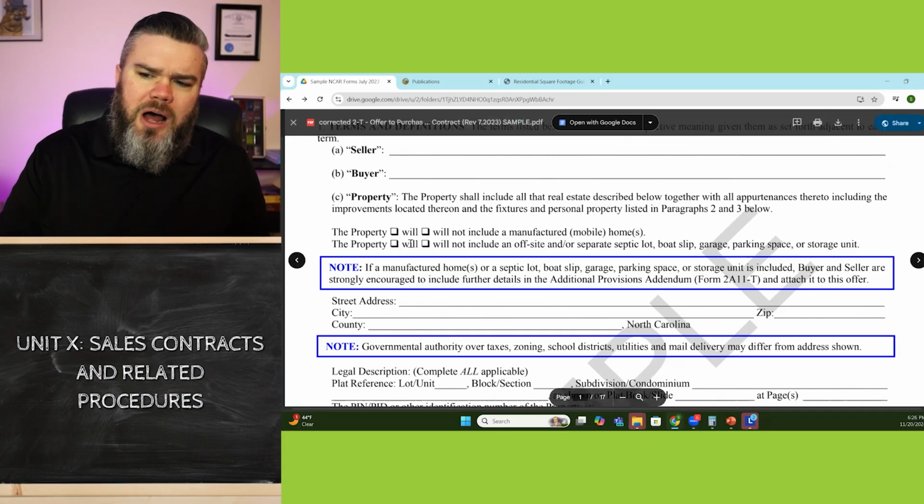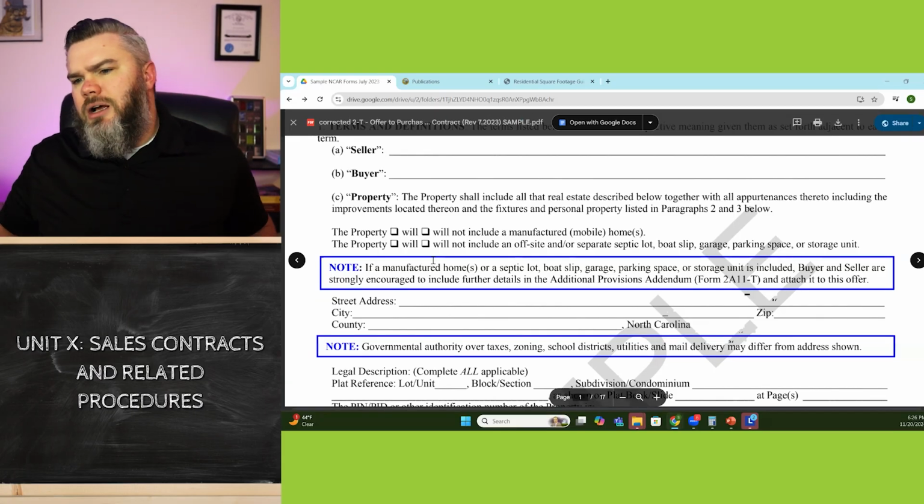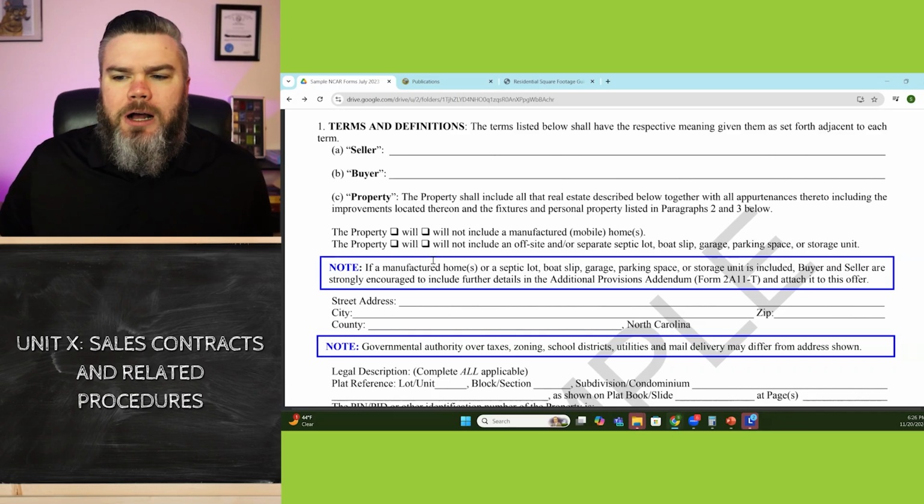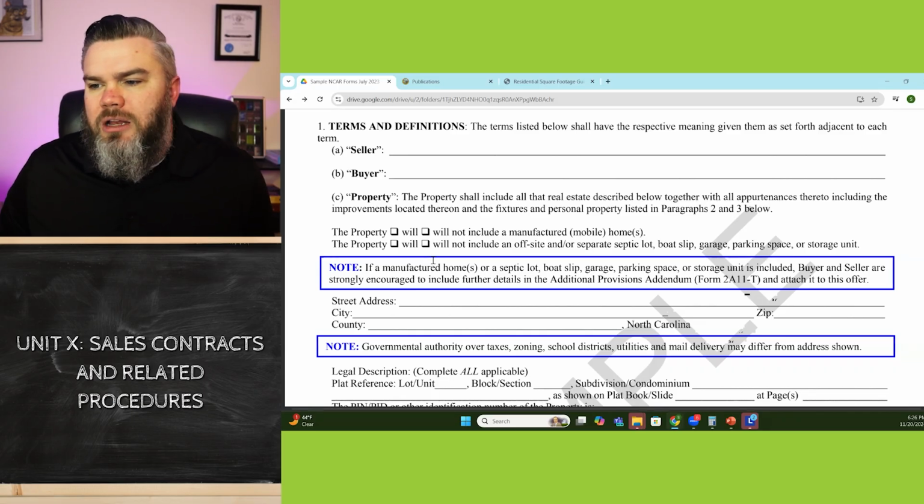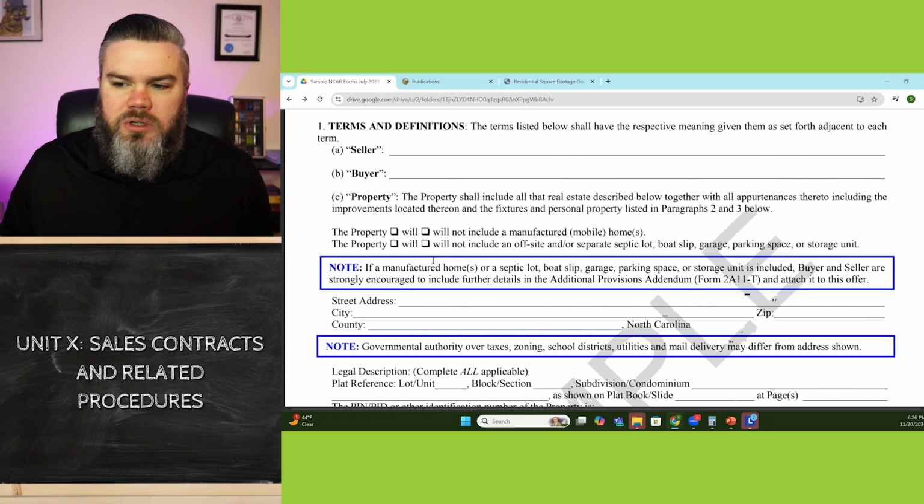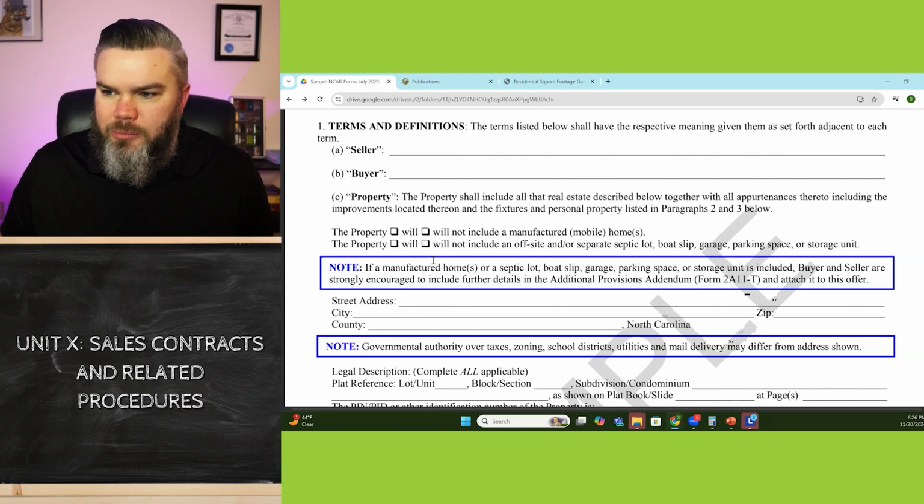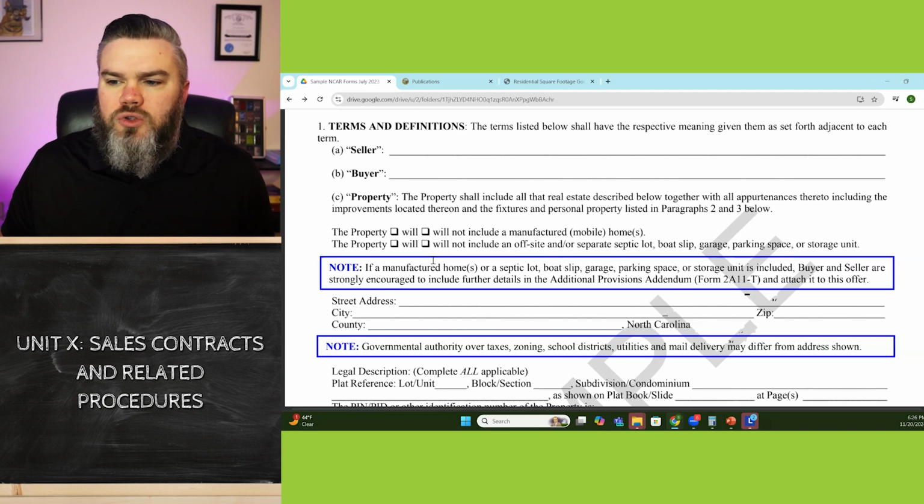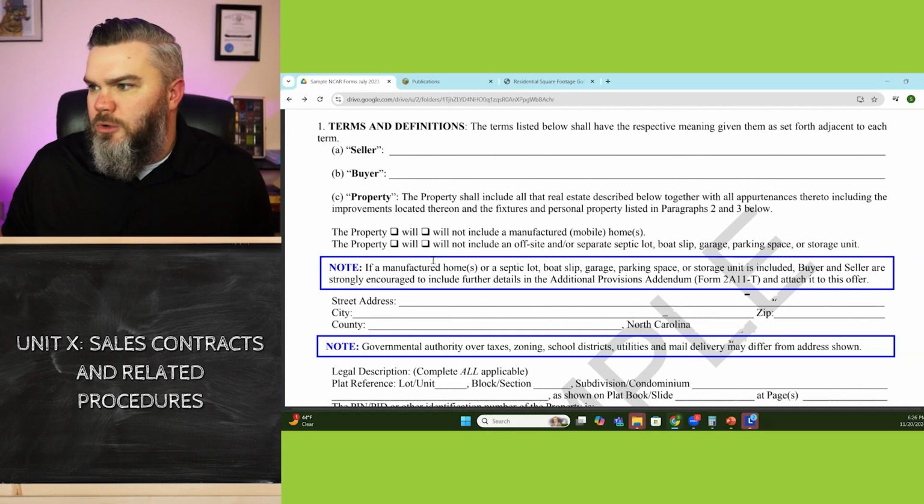Now these little boxes right here were added in semi-recently, meaning last year's iteration. It says the property will or will not include a manufactured mobile home, and the property will or will not include an off-site or separate septic, boat slip, garage, parking space, or storage unit. I'm not really going to talk about the second one because they're not going to test you on that, but that first one, folks, why is that first one important? Will or will not include a manufactured mobile home?